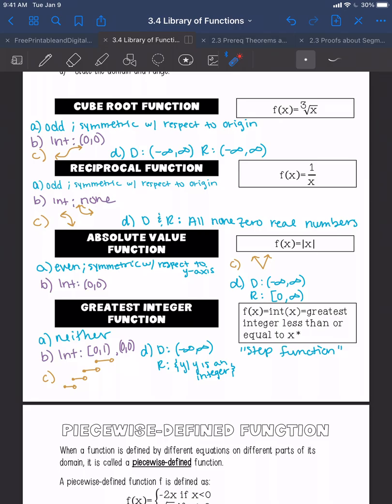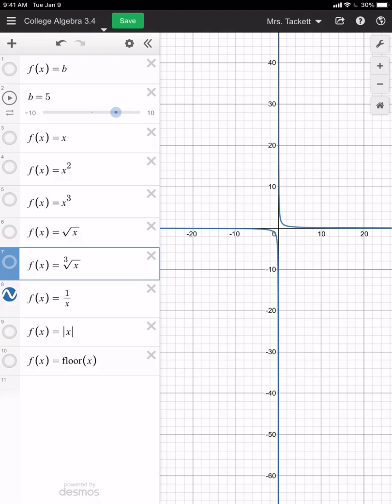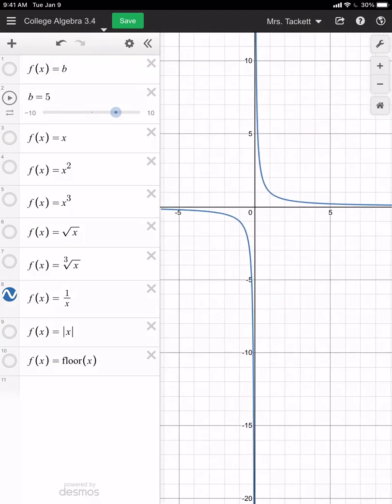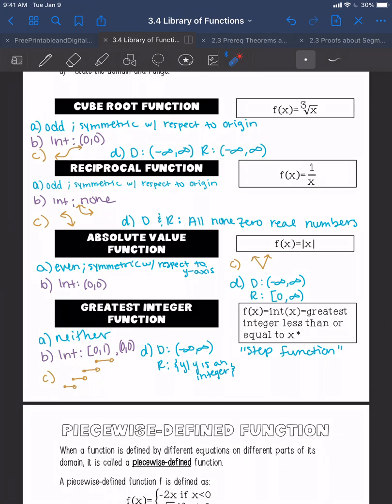The reciprocal function, f of x equals 1 over x, looks like this. Okay, notice as we zoom in, we're not crossing any of the axes, and that's because x is in the denominator, so we cannot divide by 0. So x will never be 0, which means there's a 1 on top, so there's no way that y could also ever be 0. So that was symmetric with respect to the origin, so it's odd, no intercepts, and the domain and range are all non-zero real numbers.